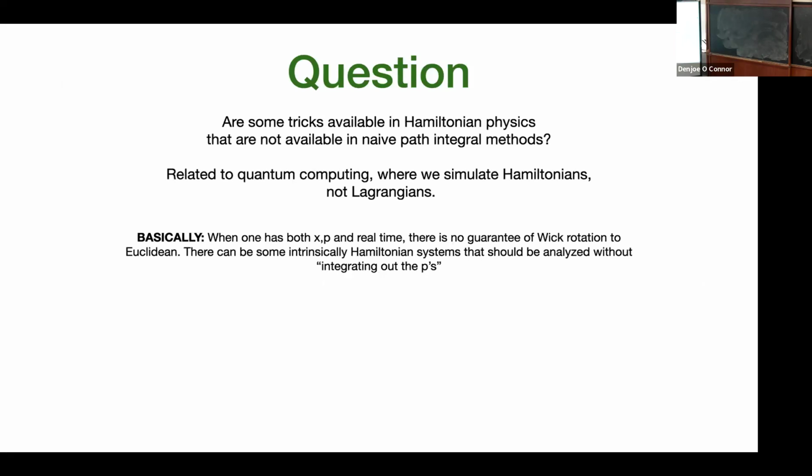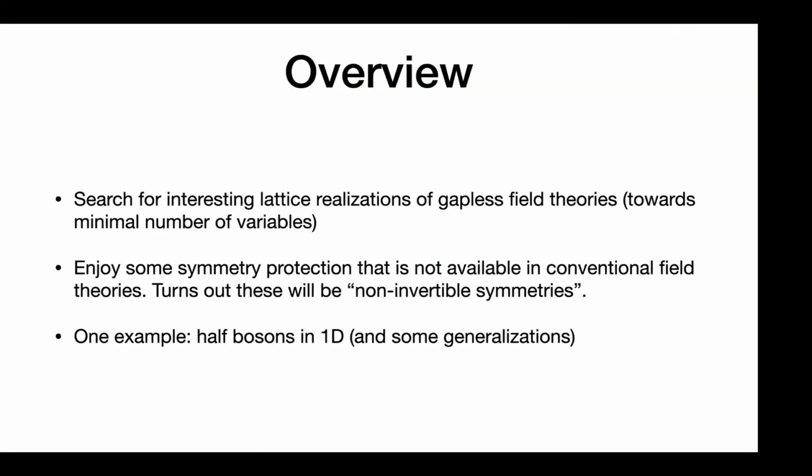And the big question is: is there anything in Hamiltonian physics that's sufficiently distinct from Lagrangian, where you can get something new which would not be available in a naive path integral? We simulate Hamiltonians, and when you have both momenta and position, that's how we think of quantum mechanics, in real time. There's usually no guarantee that there will be a Wick rotation to Euclidean field theory, which is what the path integral usually uses. So there can be some intrinsically Hamiltonian physics that should be analyzed without integrating out the momenta, so to speak, so that there's something going on.